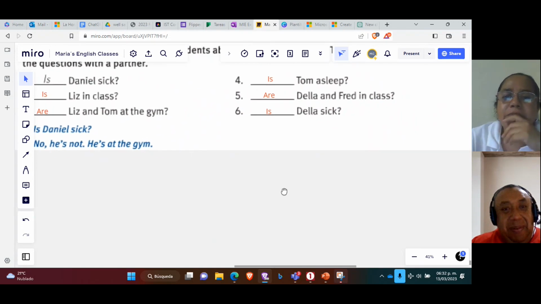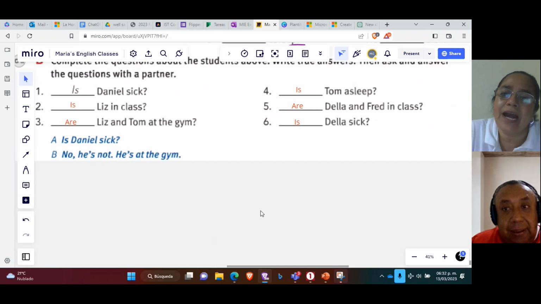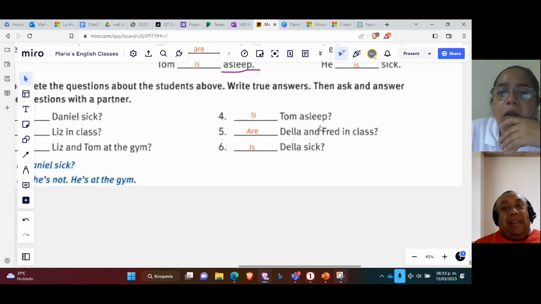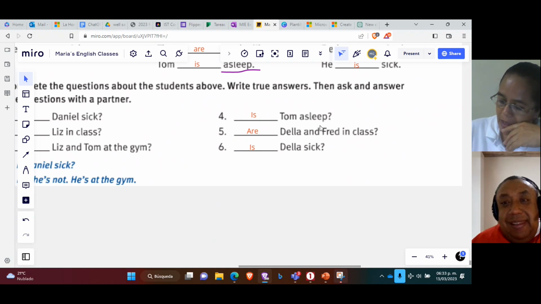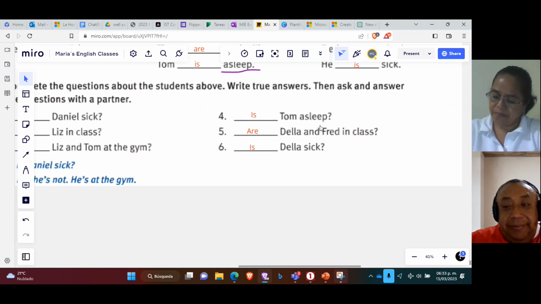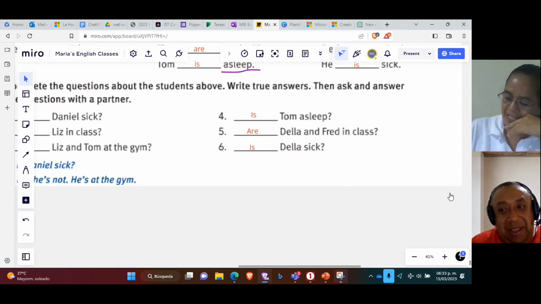Bien, Marie. Muy bien. Tengo una duda ahí. Sí. Dice Tom asleep. Ahí esa palabra es toda junta. Asleep, sí. Buena pregunta. Es toda junta, Marie. Recuerde, dormido. Para que diga, ahí dice, ¿está Tom dormido? Okay. Pensé que se había quedado ahí en el libro pegada y era separada. Ah, ya, ya. Ajá. No, ahí está junta, ¿eh?